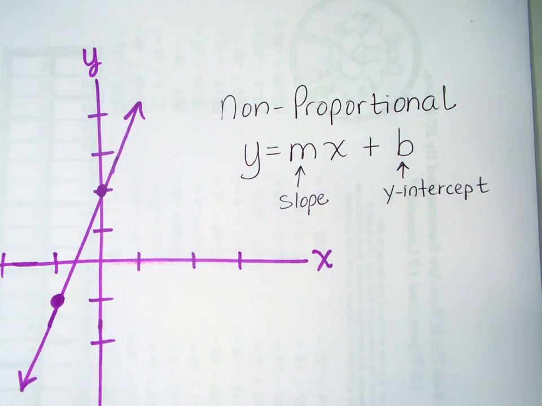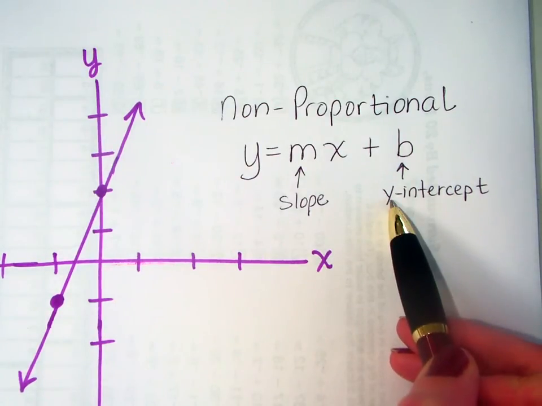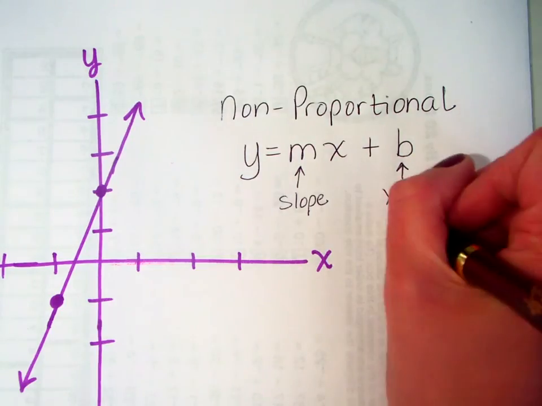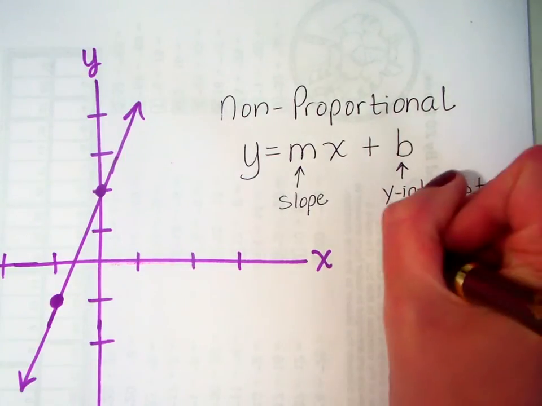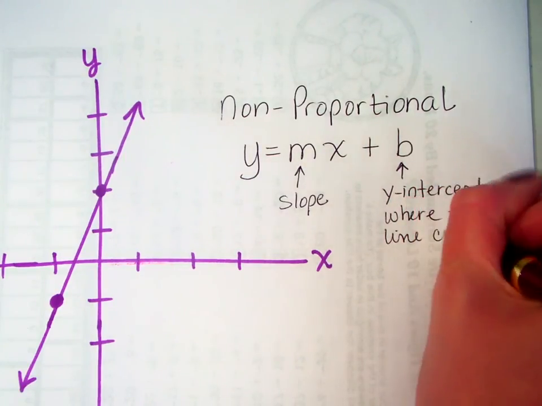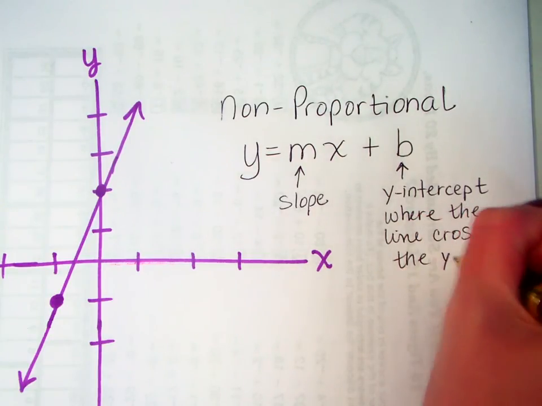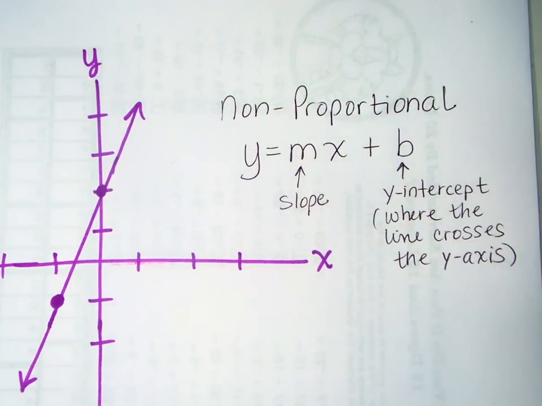So same idea. We're looking at where our line crosses over our y-axis. So the y-intercept is going to be where the line crosses the y-axis. You can also have an x-intercept. But in this case, for this equation, we just want the y-intercept.